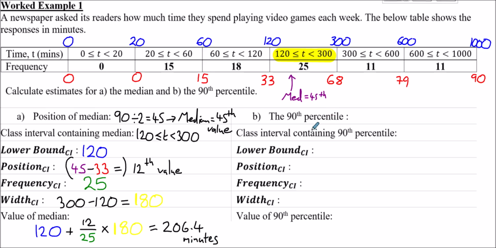Next up, we need to calculate the 90th percentile. So the 90th percentile is going to be where 90 percent of 90 is. So we need to work out 90% of 90. That's going to be equal to 81. So therefore, the 90th percentile, P90, is going to be the 81st value.